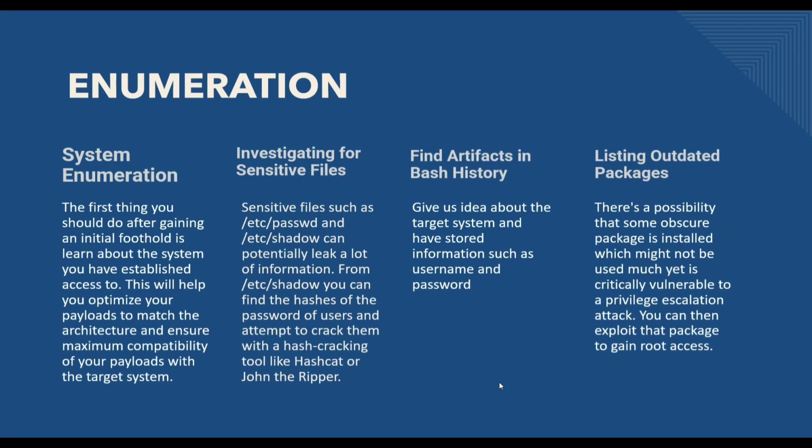After gaining access to a system, our first step is to enumerate it. Gather as much information about the system as possible, as it will help us know the system better and optimize our payload. Subsequently, we can also investigate sensitive files such as shadow files and password files, as these files contain information about the users and their passwords. If any user has set a weak password, then we can break it using tools like Hashcat and John the Ripper. Next, we can also search the bash history file on the system, as it stores a record of the commands entered by a user in the bash shell.